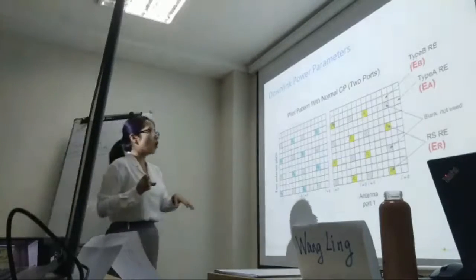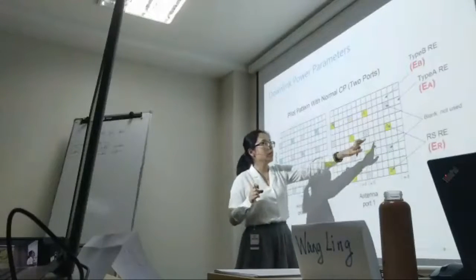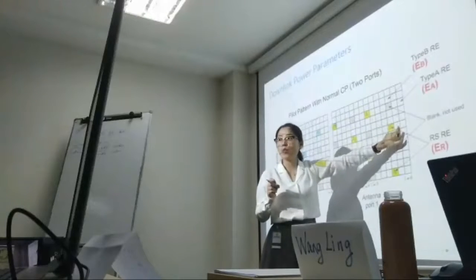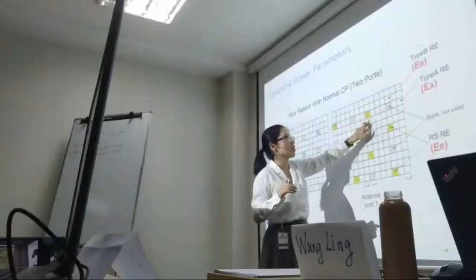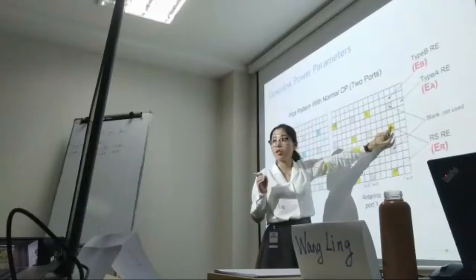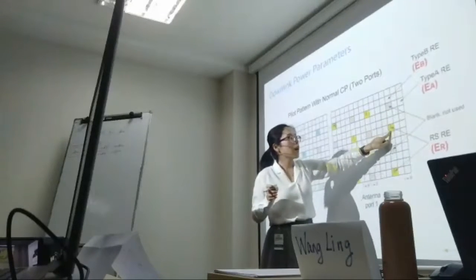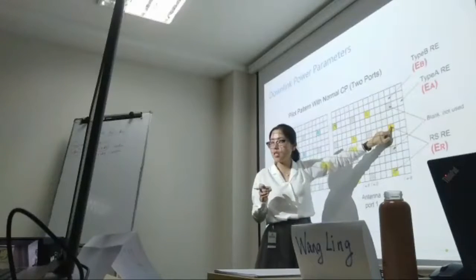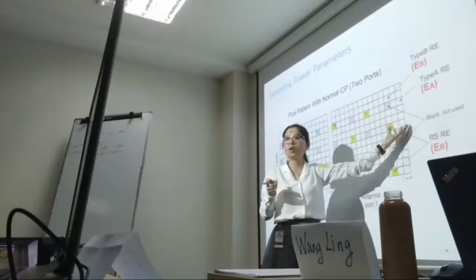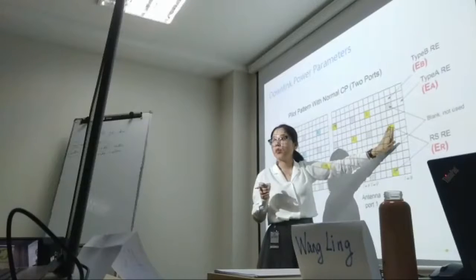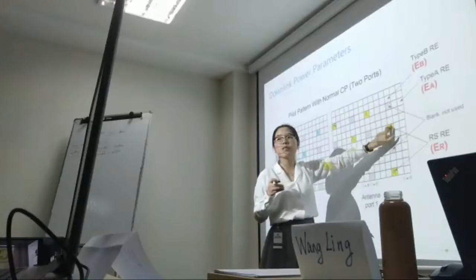In our network, the RE has two kinds. One is the data RE, where we can transmit useful information. Another is the RS, the reference symbol. We cannot transmit useful information on it. This RS in the system is fixed, so we can calculate the offset between the data and the reference, and we can get the data power. So the RS is the basis.